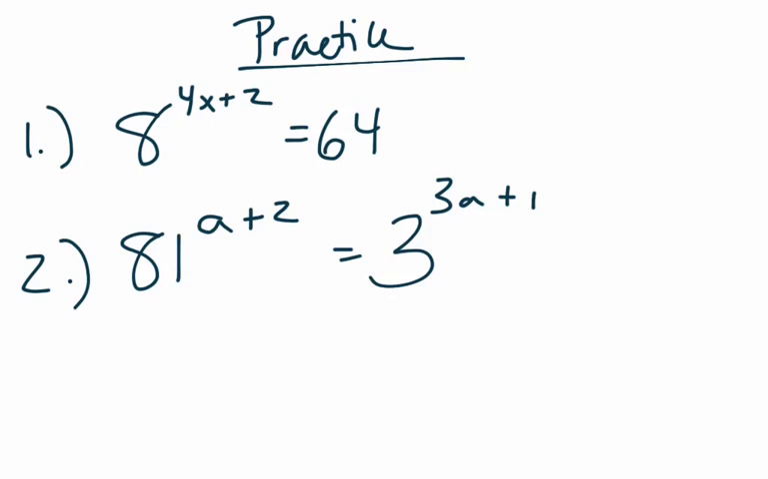8 to the (4x plus 2) equals 64. There's actually 2 ways that you can do that using 2 different bases. See if you can find the easier way to do it. And the second one is 81 to the (a plus 2) equals 3 to the (3a plus 1). I'll hold here for a few moments so people can copy that down, and then I will work the problems out in the remaining 3 minutes of the video.